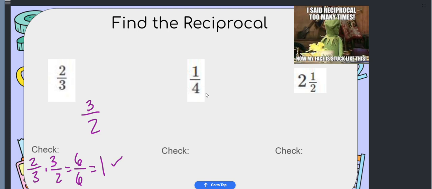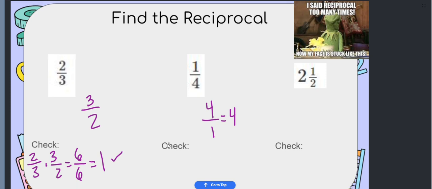For 1/4, flip them, we get 4/1, or just 4, right? Any number with a 1 underneath is either a whole number or an integer. So this is also the same as just 4. If we check it, 1/4 times 4/1, 1 times 4 is 4, 4 times 1 is 4, 4 divided by 4 is 1. Again, a number and its reciprocal should multiply to get 1.